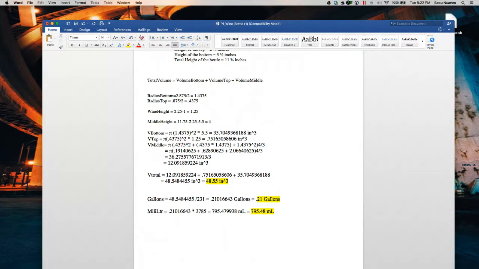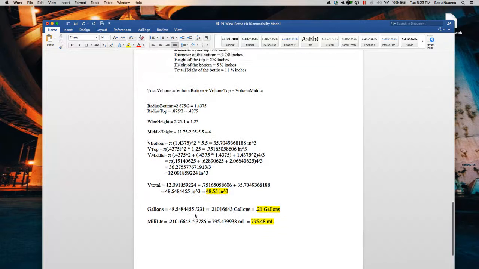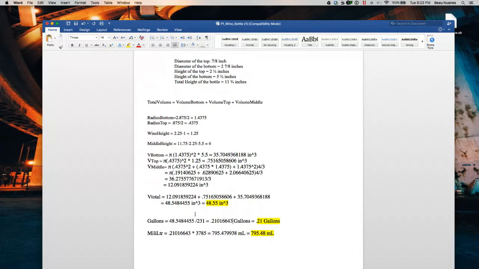Okay, you're not there yet. Convert to gallons first. As long as you get 48.55 inches cubed, you should then use this division factor, divided by 231. To convert to gallons, take the total cubic inches and divide by 231. That'll give you the gallons. Then when you have the gallons, multiply it by 3785 to give you the milliliters. This will also be recorded, so you'll have access to this afterward to go back and look at the calculations.